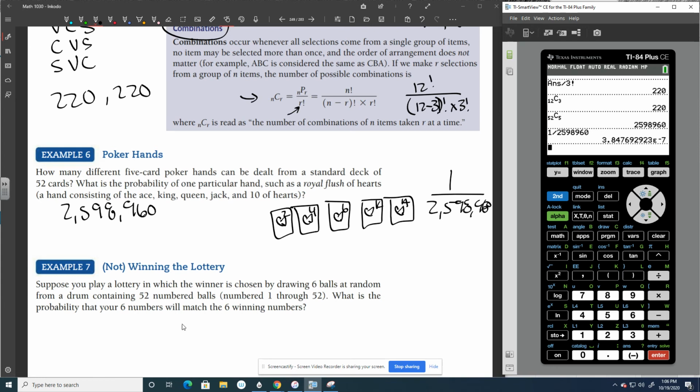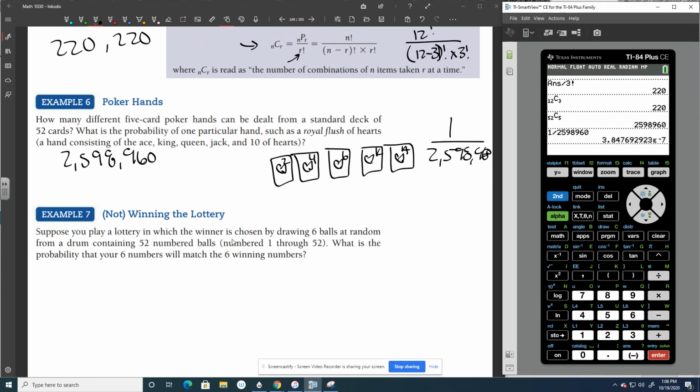Example 7. Suppose you play a lottery in which the winner is chosen by drawing 6 balls at random from a drum containing 52 numbered balls. What's the probability that your 6 numbers will match the 6 winning numbers? So the numbers don't have to be drawn in a certain order. So this is an NCR. If the order doesn't matter, then I would say out of 52, I'm going to choose 6.